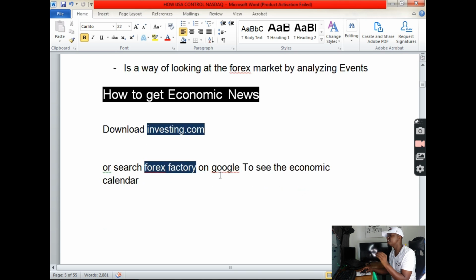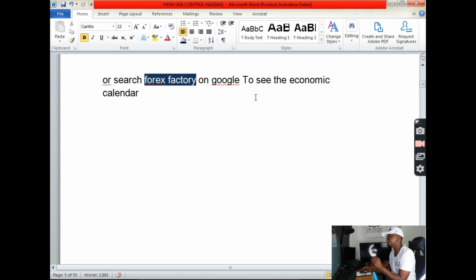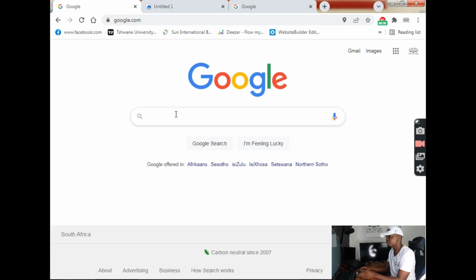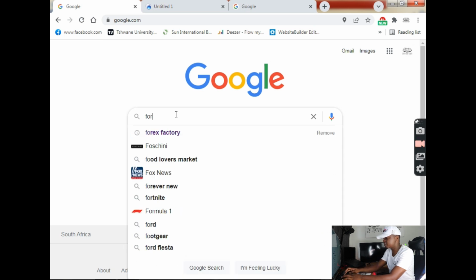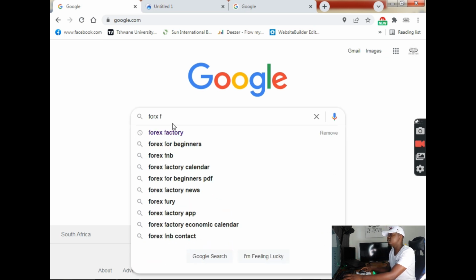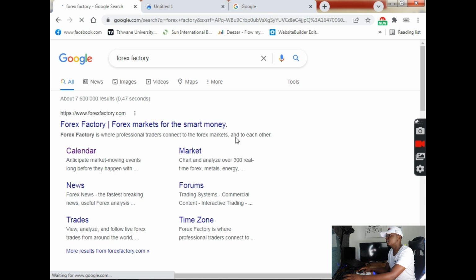You can get this news on the investing.com app. You can download this app on your phone; it's there on the Google Play Store and the Apple Store. Or you can just search Forex Factory on the internet to see this economic calendar of all different news. So let me quickly go to Google and show you how you can search for the Forex Factory website. Yes, this is the Forex Factory website.